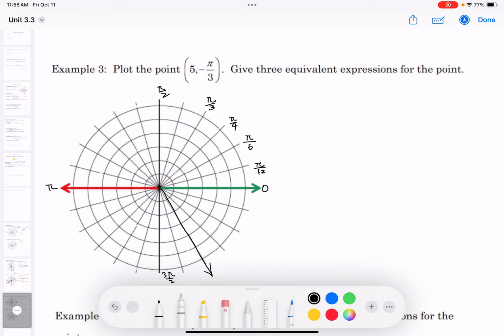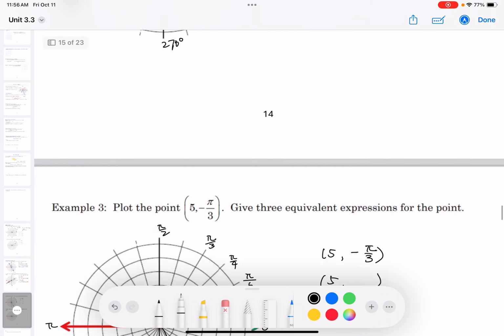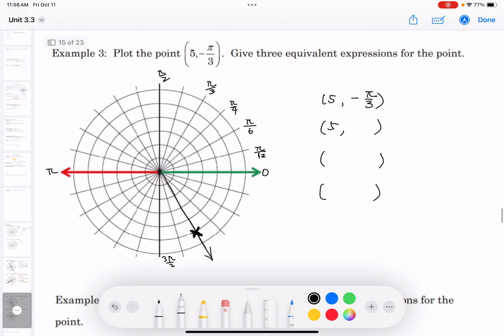Okay, so 5 means radius is 5. 1, 2, 3, 4, 5. Okay, I found my point in the fourth quadrant. So the first point is (5, -pi over 3). If I want to find another 3 points, we have 2 positive radius and 2 negative radius. And then let's find the angles.